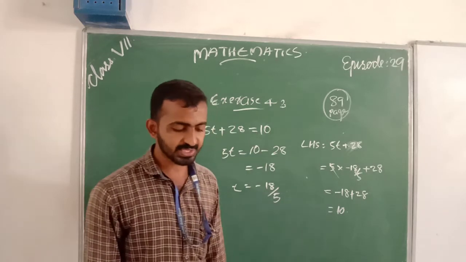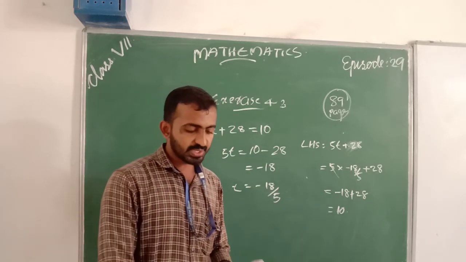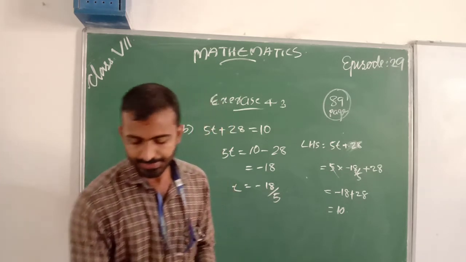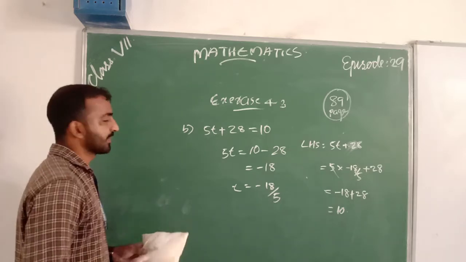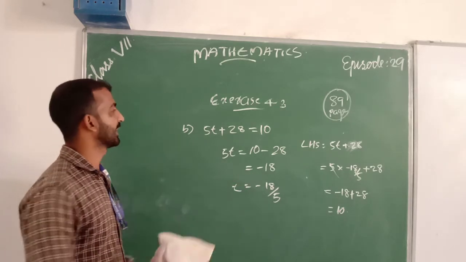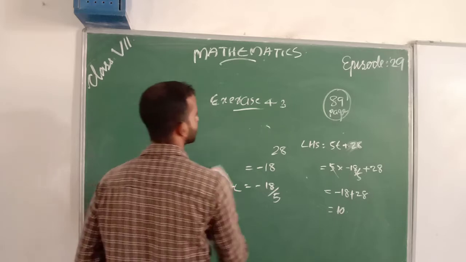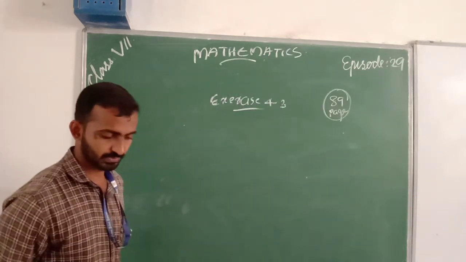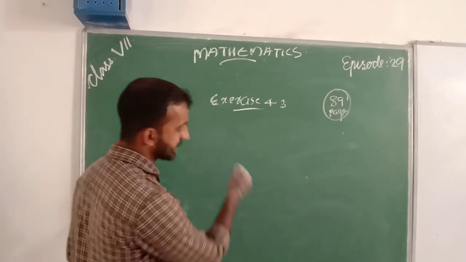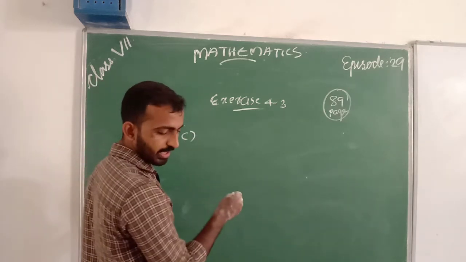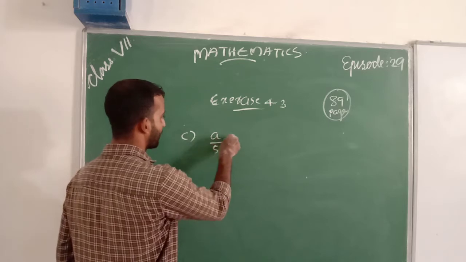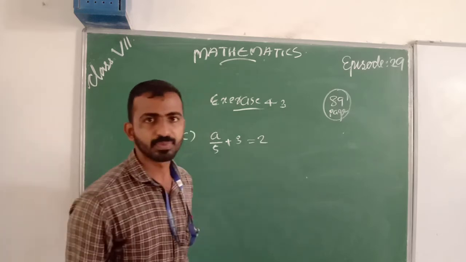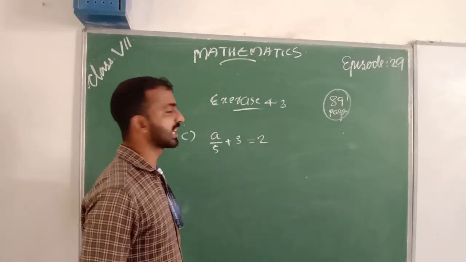That is our RHS. And what is our C part? C part is different, so we can start our C. Is it clear? Okay. C: A by 5 plus 3 equal to 2.